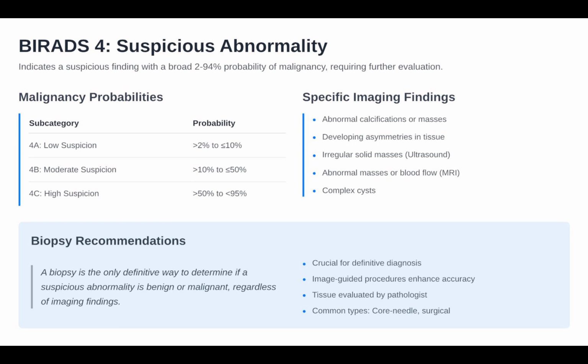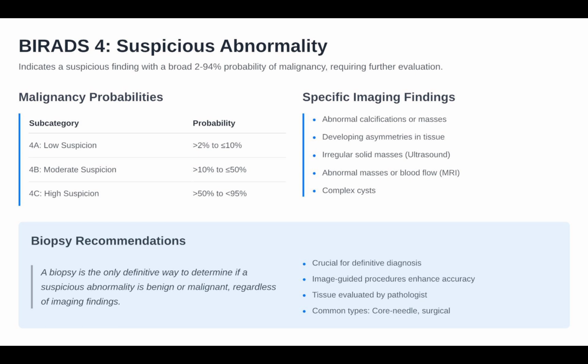4B, intermediate suspicion, with a 10 to 50% chance of malignancy. This subcategory includes a finding with features that are neither clearly benign nor clearly malignant. A good example is an oval mass with slightly irregular margins or fine pleomorphic calcifications.